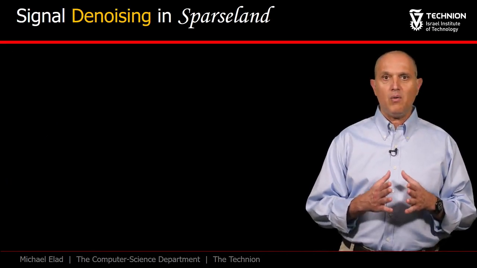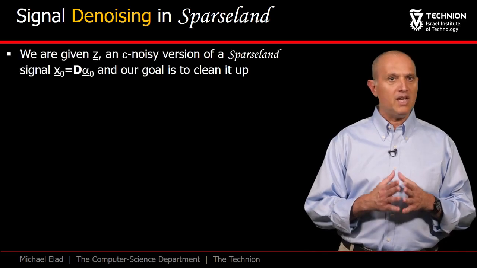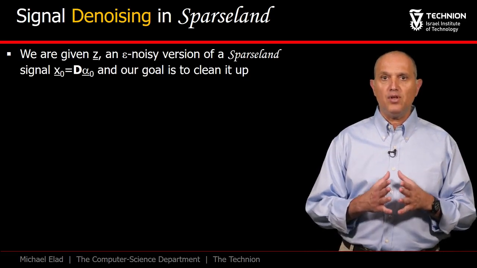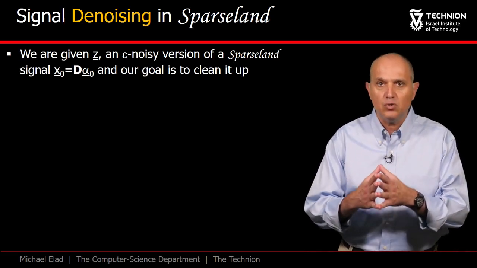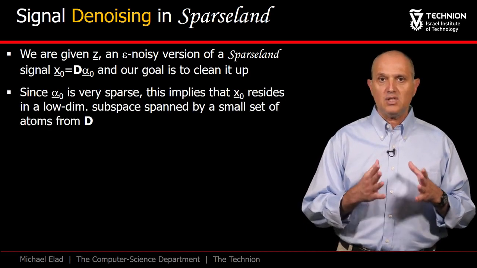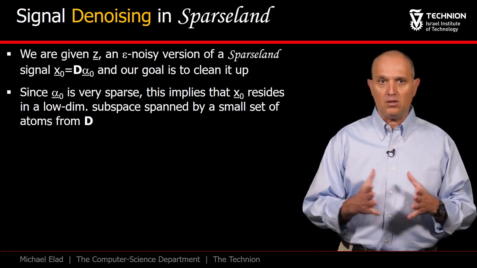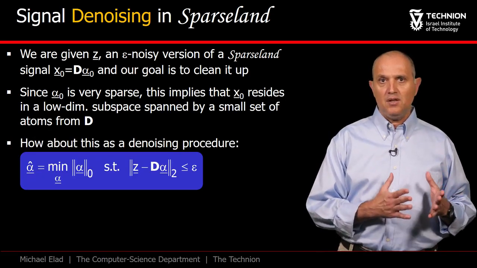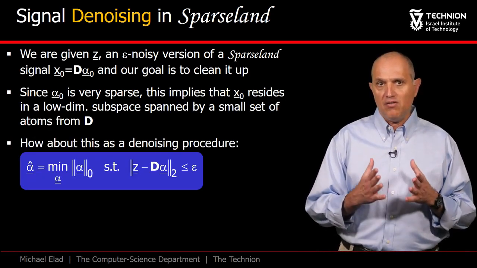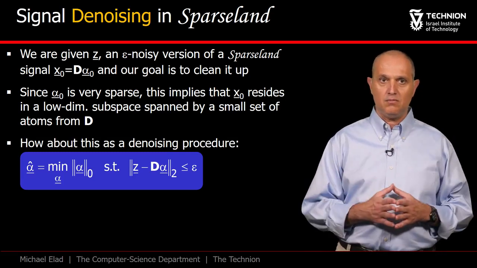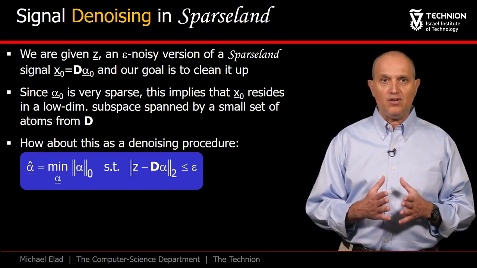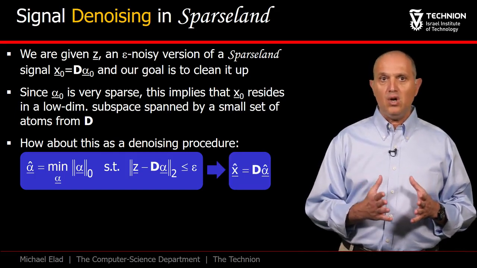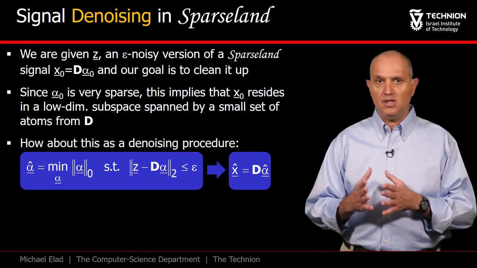Moving on, we now aim to denoise a SparseLand signal. We get Z, an epsilon noisy version of X0. Our goal is to remove the noise from Z and get as close as possible to X0. Our task translates into a projection onto the model. Exploiting the specific structure of SparseLand signals, this is done by solving this problem that we have referred to as P0 epsilon. It searches the sparsest alpha to explain Z to within an epsilon error. Once this alpha hat is found, we multiply by D and get the denoised signal.